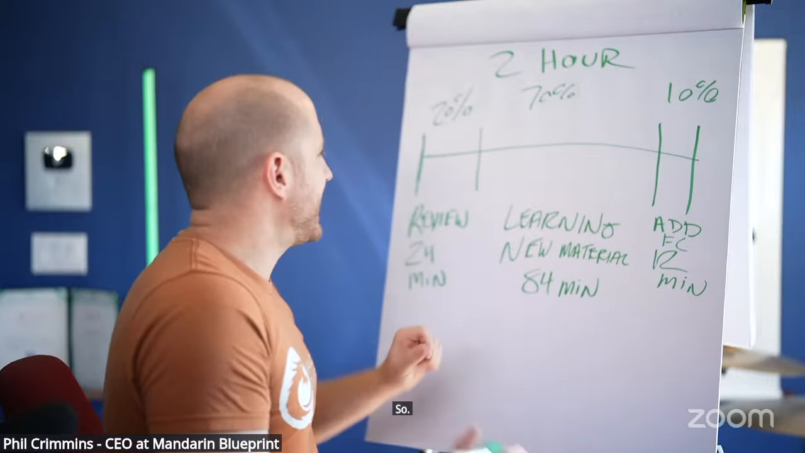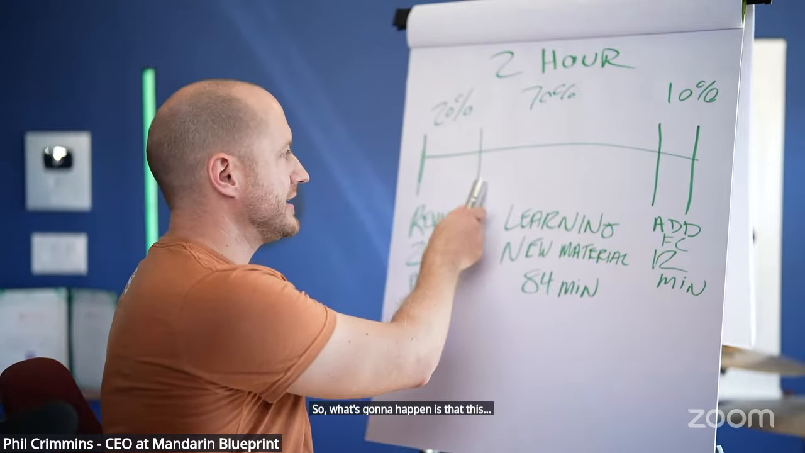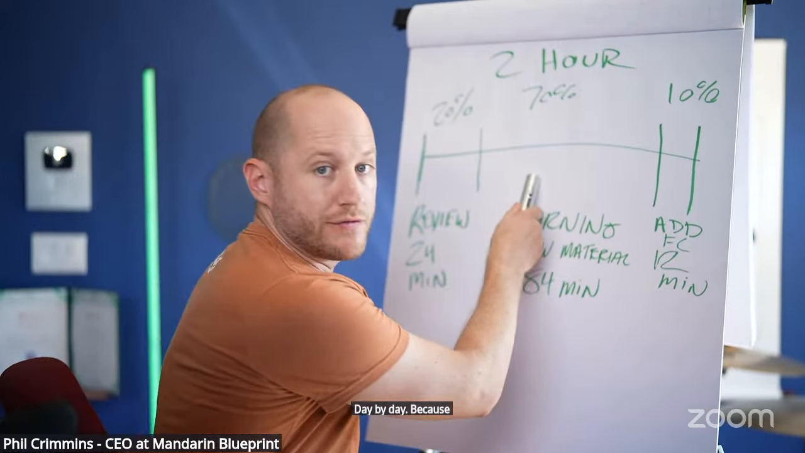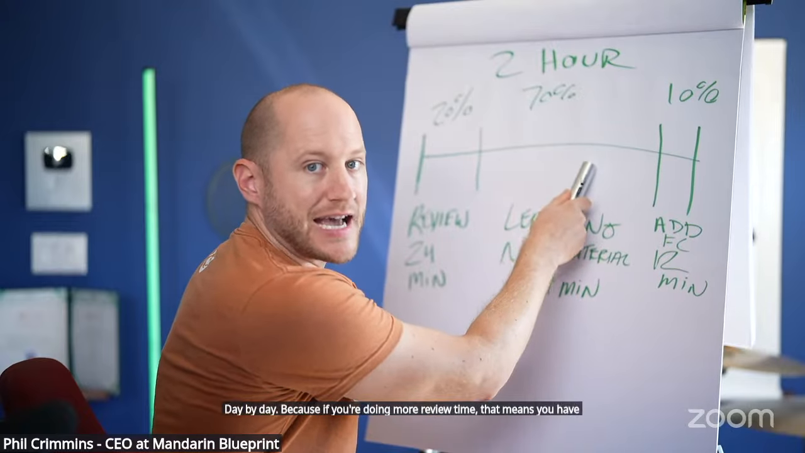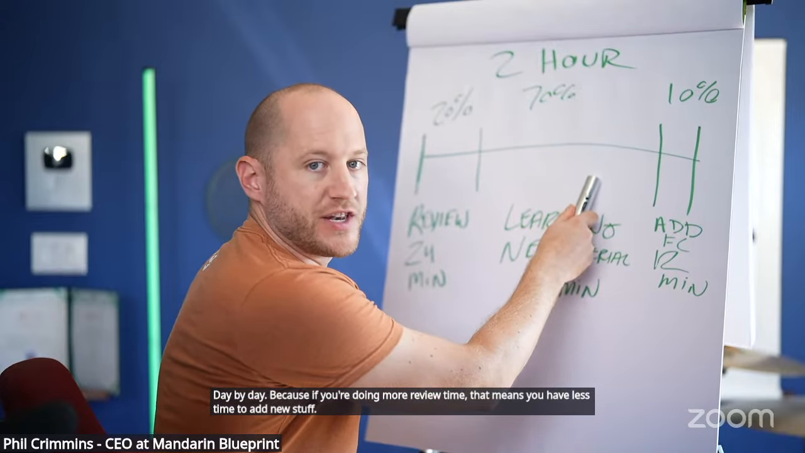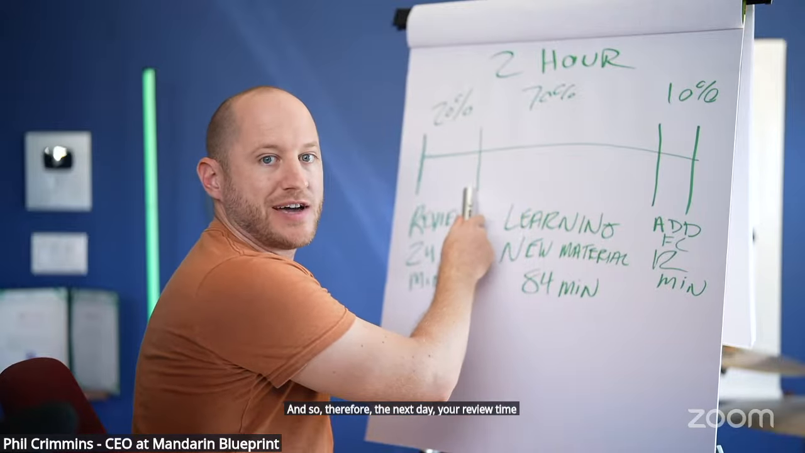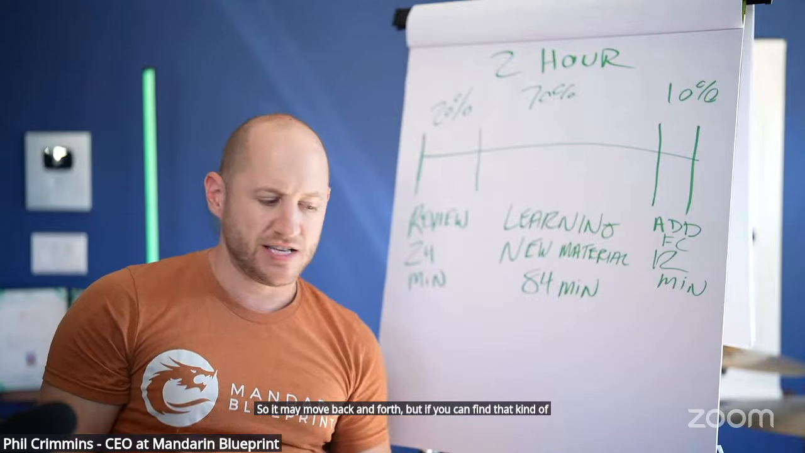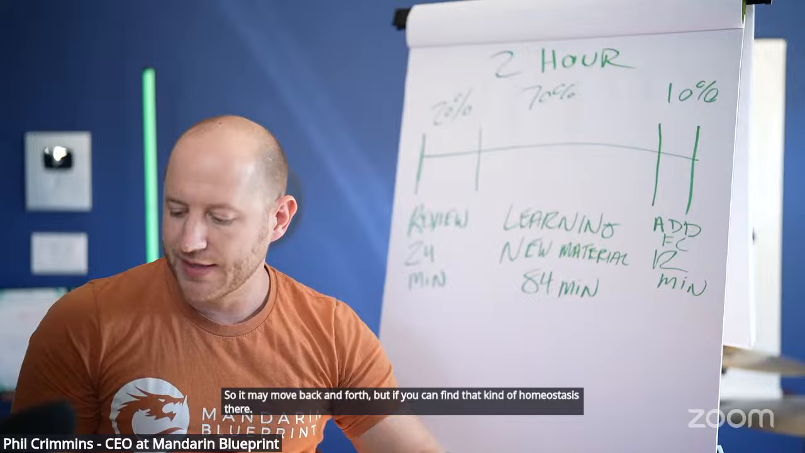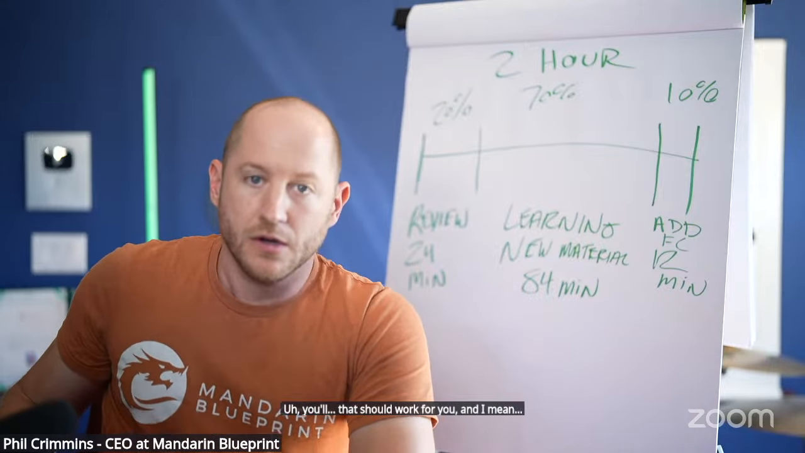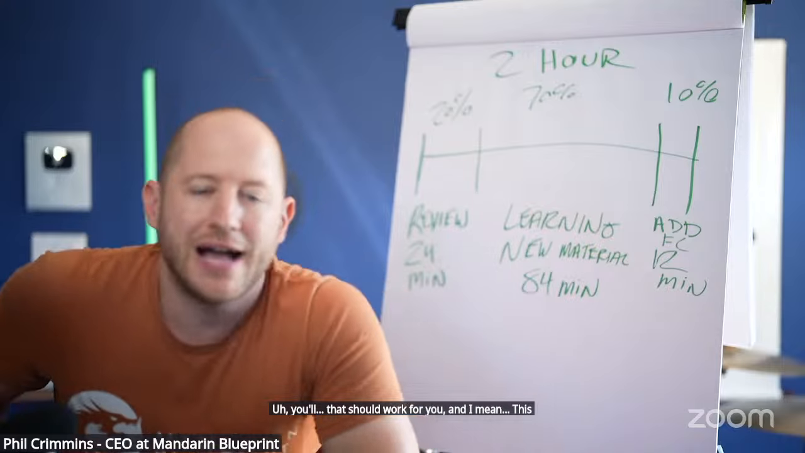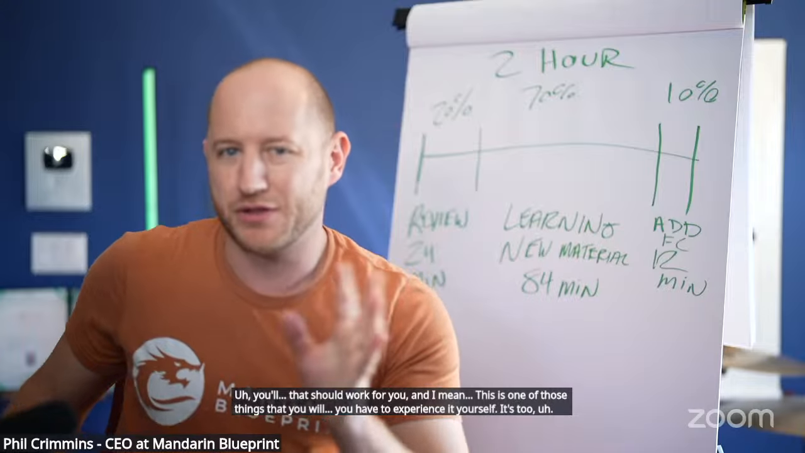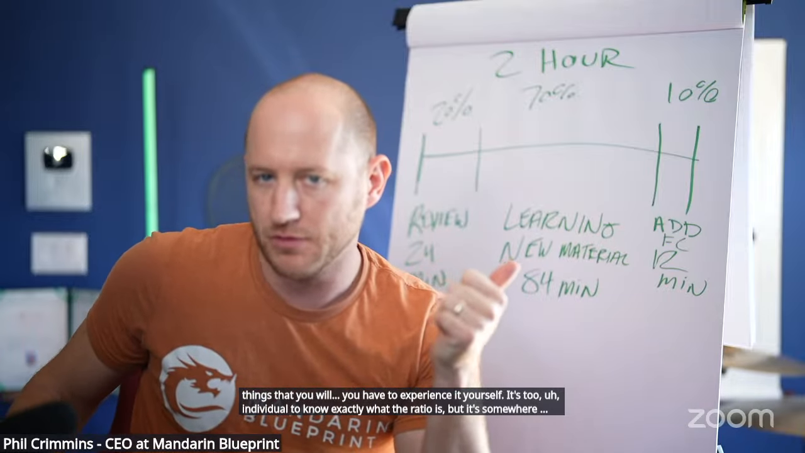So what's going to happen is that this line here is going to move day by day. Because if you're doing more review time, that means you have less time to add new stuff. And so the next day your review time will be less because you've added less. So it may move back and forth, but if you can find that kind of homeostasis, that should work for you. It's one of those things that you have to experience yourself. It's too individual to know exactly what the ratio is, but it's somewhere close to that 20, 70, 10.